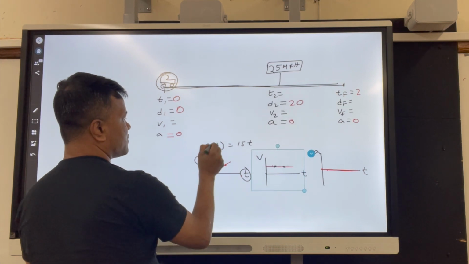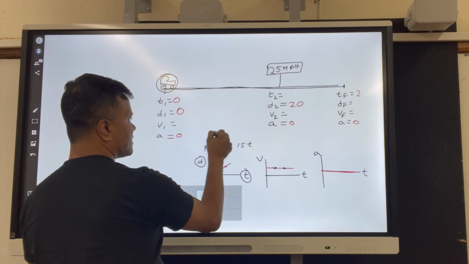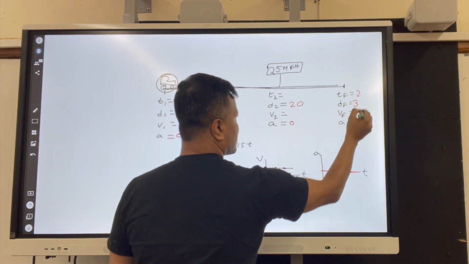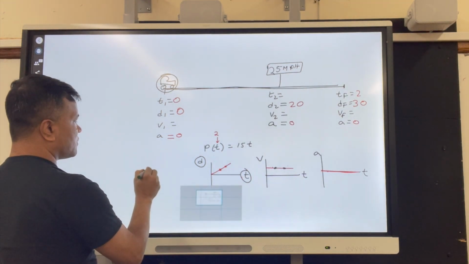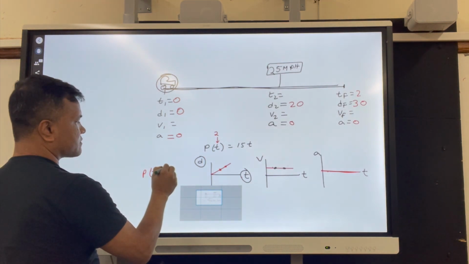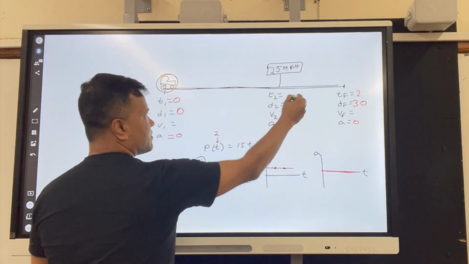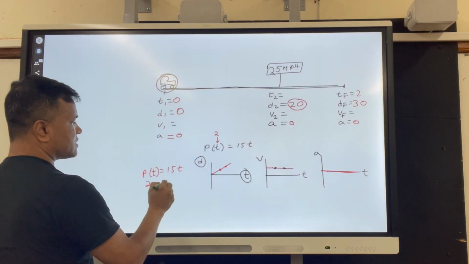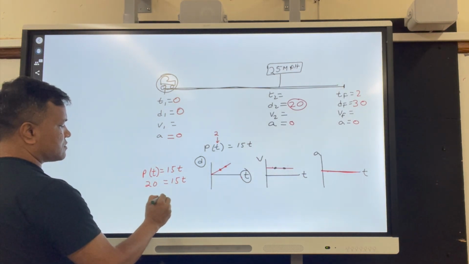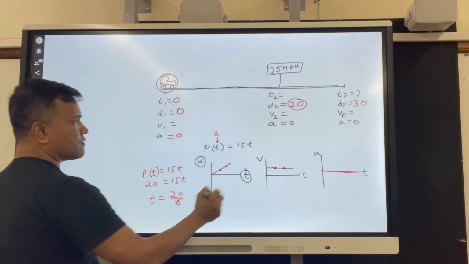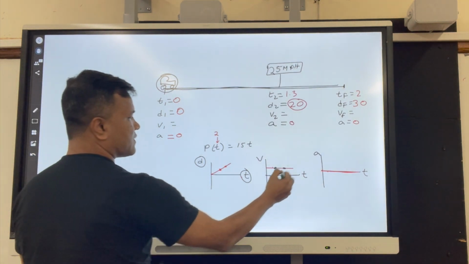Now if you put 2 instead of t, then you get 30. So distance final is 30. What is t2? p of t is equal to 15t. I want to find the time when distance is 20. When distance is 20, the time is 20 over 15. 20 over 15 is 1.3. Good. Now let's find the velocity.